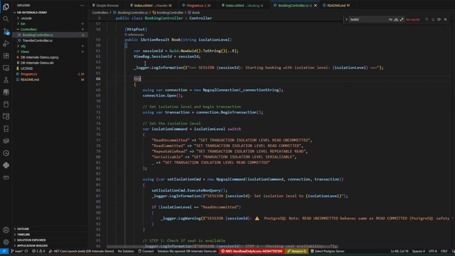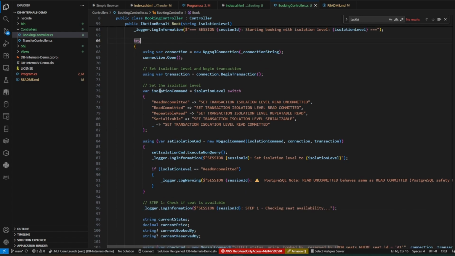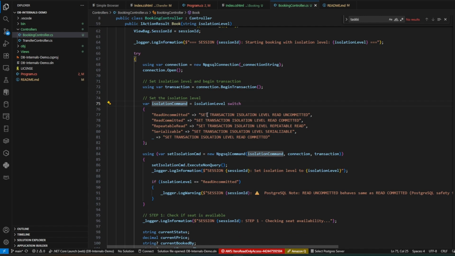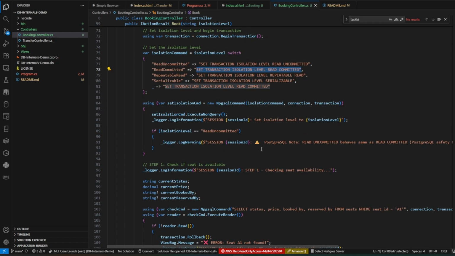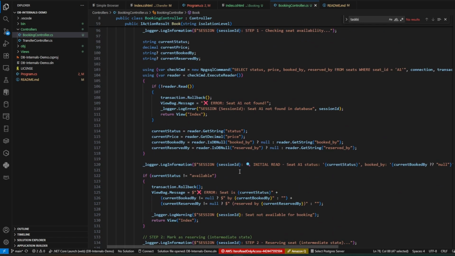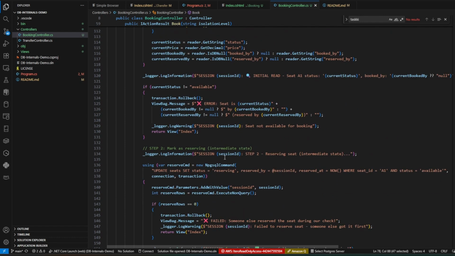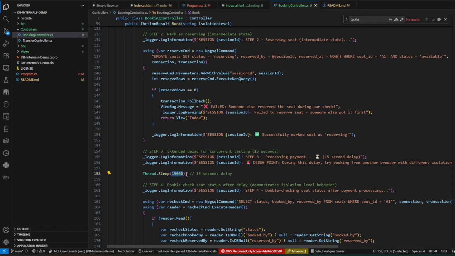As you see, for every single transaction that we are doing, we are trying to set the transaction isolation level. We'll have a drop down, and based on that we are going to set our transaction isolation. Once our transaction starts, we are going to create another session, and there is a delay of 15,000 milliseconds, that is 15 seconds. In that meantime, I will try to book the same seat using another session, and then we will see which of these two sessions succeeds and which gets lost in time. Okay, so let's run the application and see it in action.